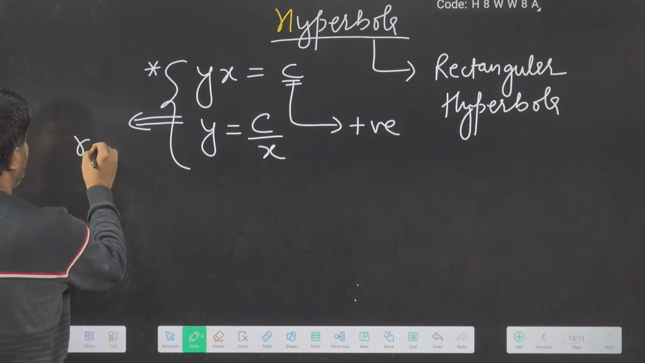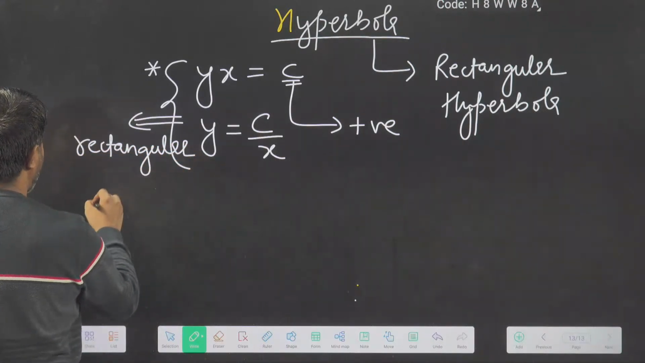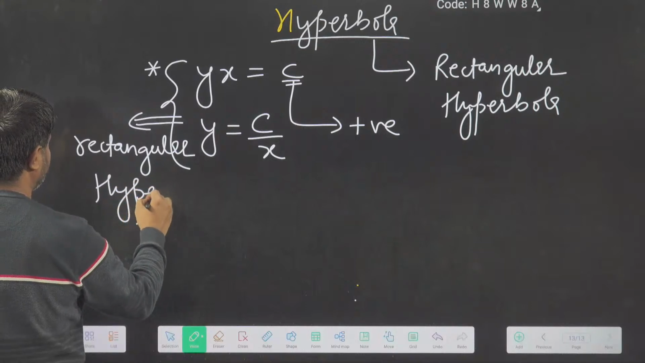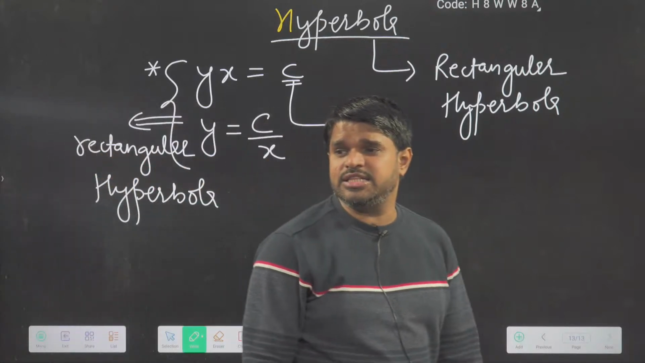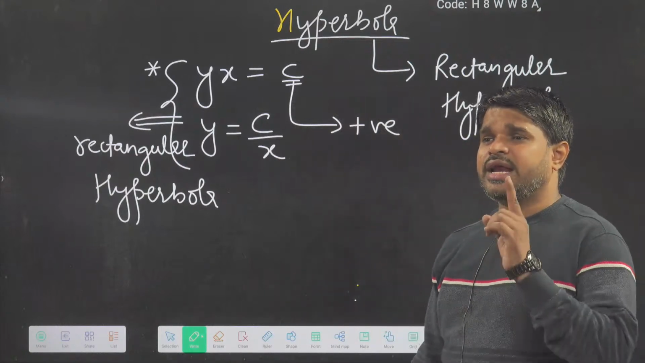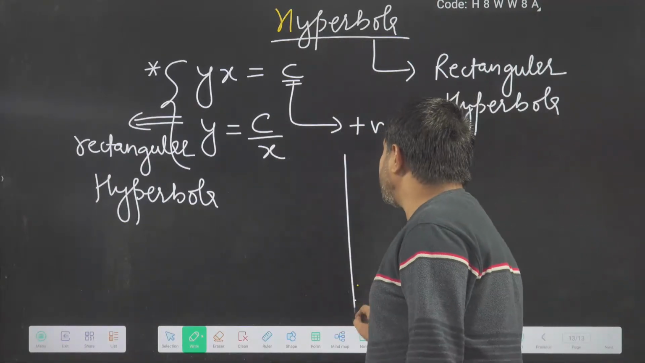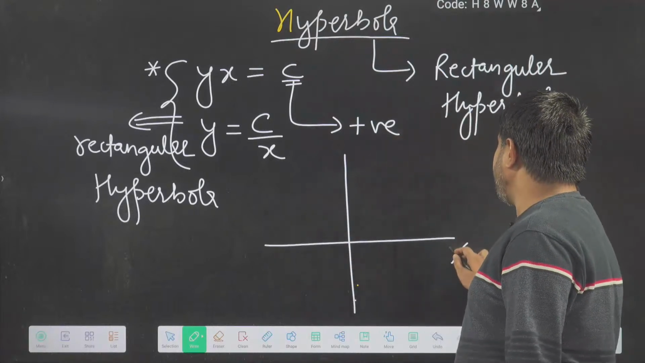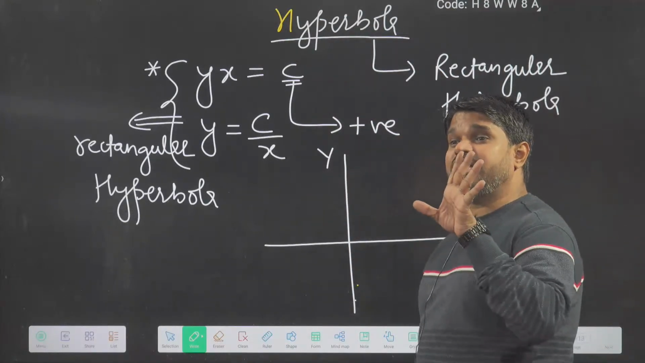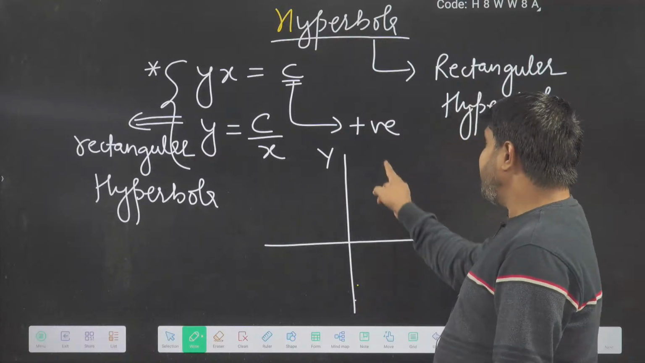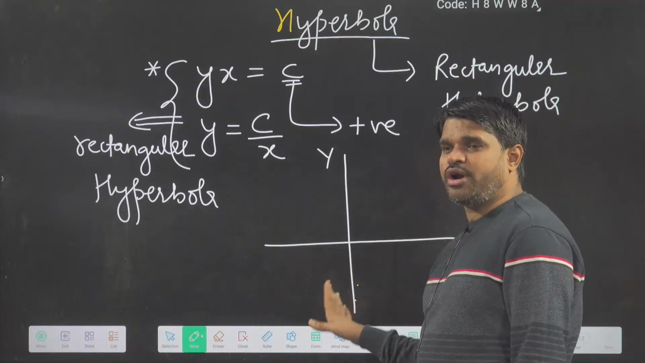Now, the graph represented by this equation is called a rectangular hyperbola. The graph represented by this equation is called a rectangular hyperbola. Now, how does it look like? X-axis, y-axis, c.